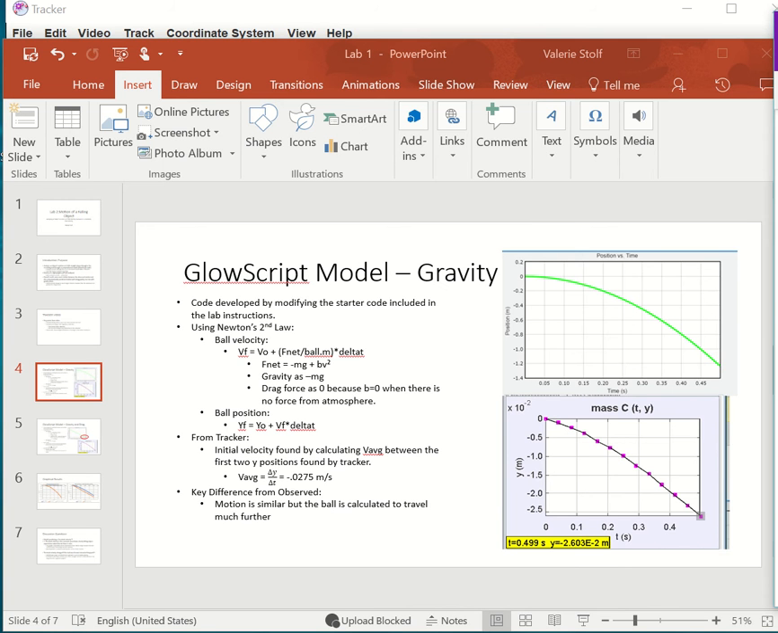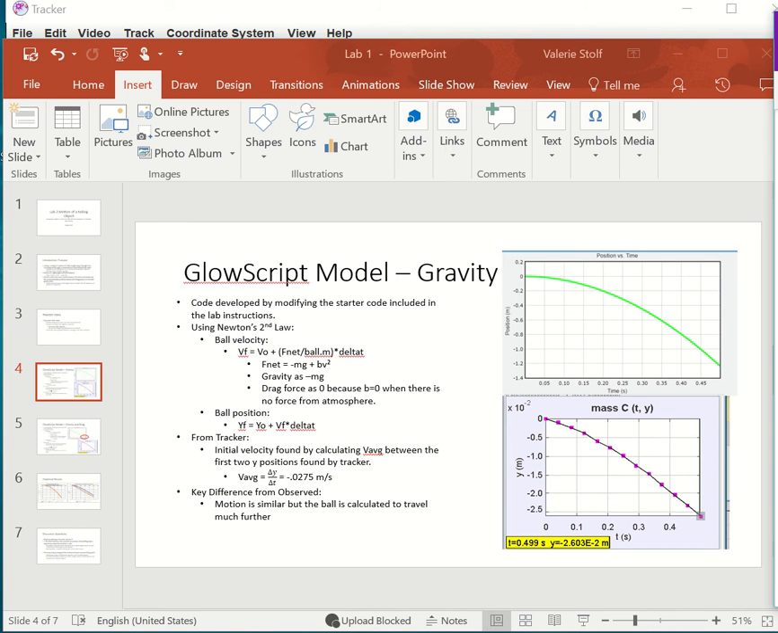To make my GlowScript model, I adjusted the starter code given in the lab to account for gravity and the net force. Using Newton's second law, I determined that the net force would be the sum of the two forces that are being considered in this lab, which are drag and gravity. From here, I determined that Fnet would be equal to negative mg plus the constant b times the object's velocity squared, as given in the lab's instructions. However, because in this scenario I neglected to account for the force from the atmosphere, the value of b was 0, so Fnet is just equal to negative mg.